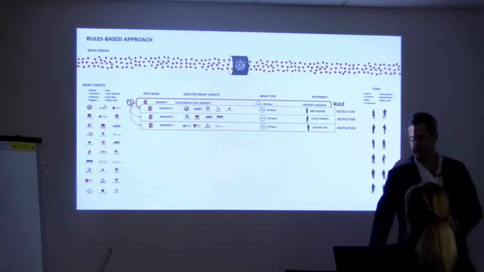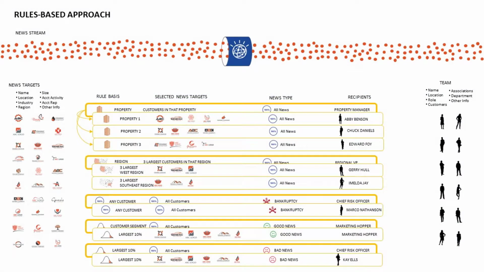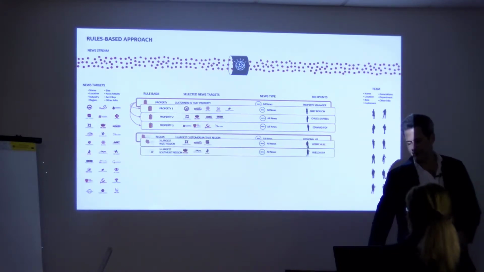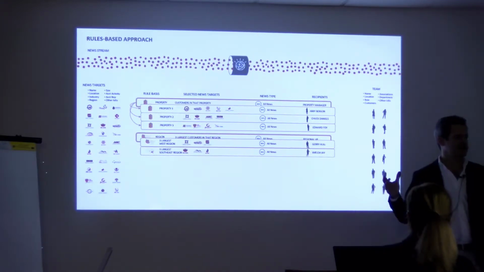So I've got 3 properties. It's going to pick who are the customers at the time in that property, right? Who's the property manager, and it's going to send the news to that person, okay? At the same time, we might have other stuff like, hey, I've got a regional VP for each region. They want to see only the biggest customers, right? They don't need to see every tiny customer, but the big ones they care about.